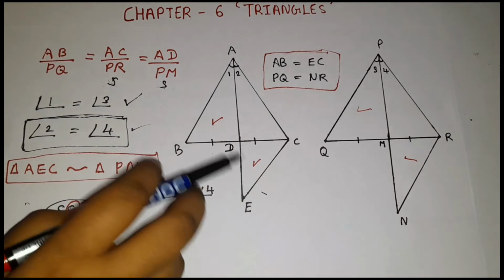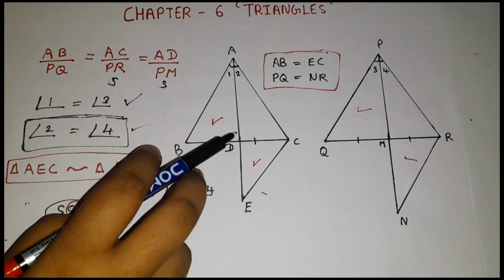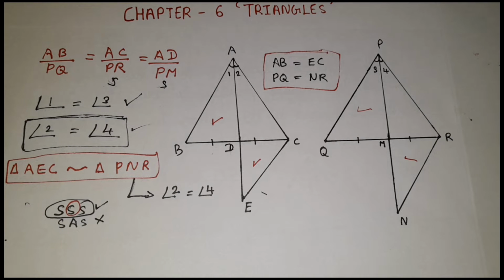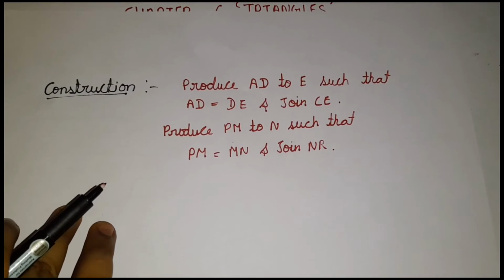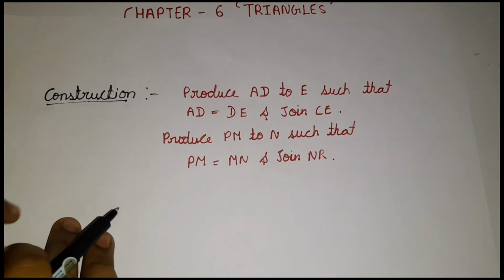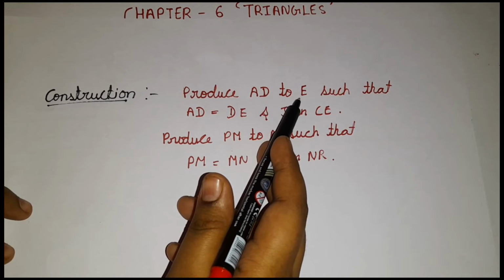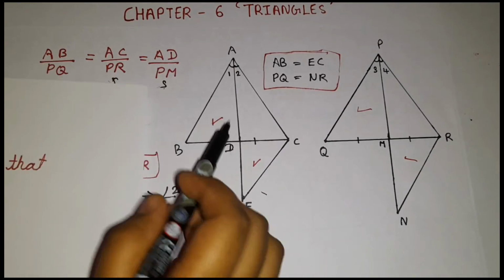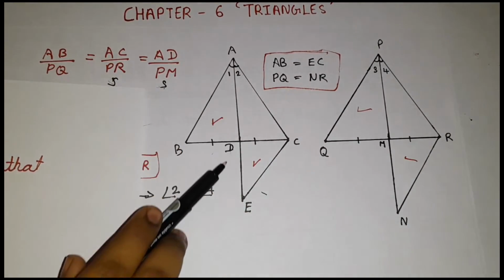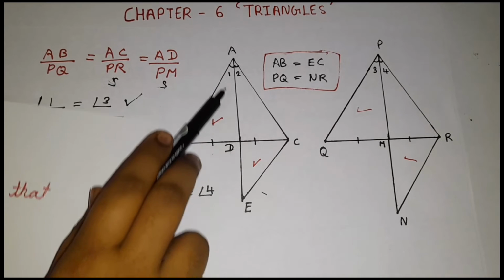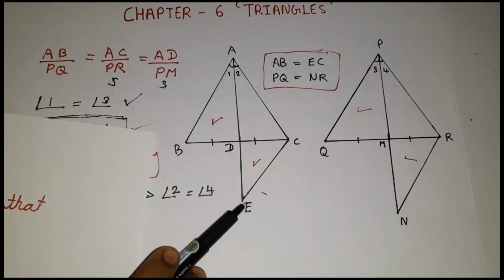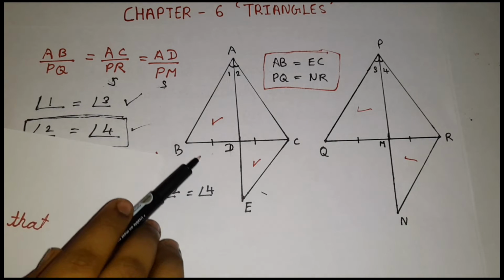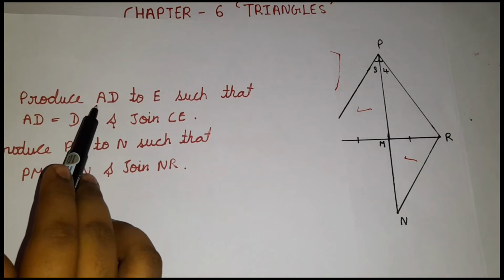If you just take a line randomly, without writing anything, there is no point in drawing it. Am I right? So we are supposed to write the construction. According to the construction, what did I write? Produce AD to E. Produce AD to E means, I will show you. Where is AD? AD is here. I just extended the AD, and when I extended it, there was a point E. So produce AD to E means extend AD to E.